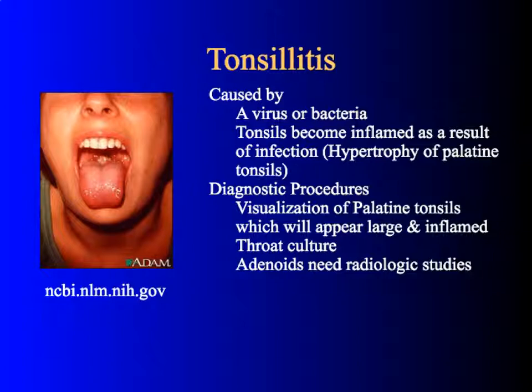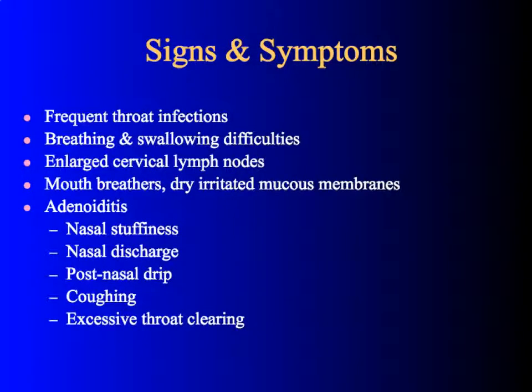We also get a throat culture, and adenoids need radiologic studies because they sit right on top of the palatine tonsils. The signs and symptoms are frequent throat infections, breathing and swallowing difficulties. They have enlarged cervical lymph nodes. They tend to be mouth breathers, and they have dry, irritated mucous membranes. If they have adenoiditis, they will have nasal stuffiness, nasal discharge, postnasal drip, coughing, and excessive throat clearing.